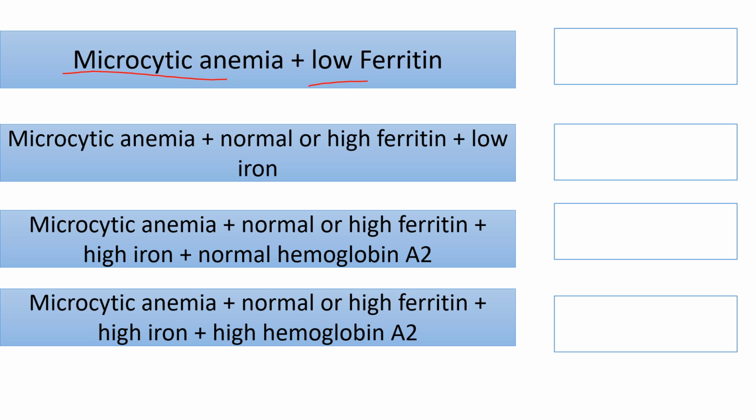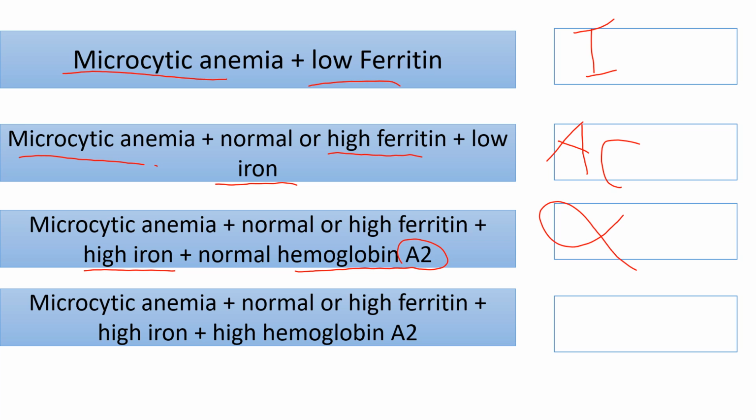Microcytic anemia plus low ferritin: this is iron deficiency anemia. Microcytic anemia plus normal or high serum ferritin and low serum iron: this is anemia of chronic disease. Microcytic anemia plus normal or high ferritin plus high iron plus normal hemoglobin A2 in electrophoresis: this is alpha thalassemia. Same presentation as alpha thalassemia trait, but the hemoglobin A2 is elevated in electrophoresis: this is beta thalassemia trait.